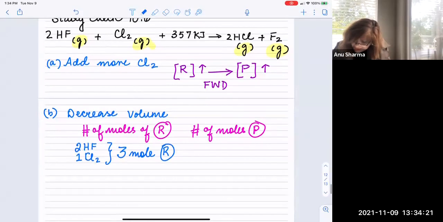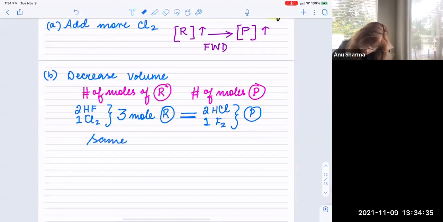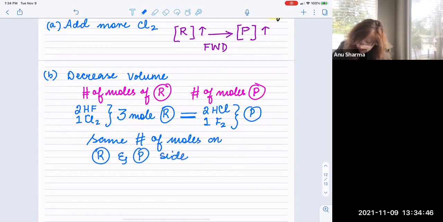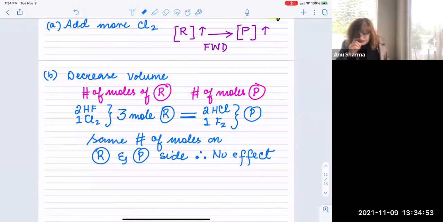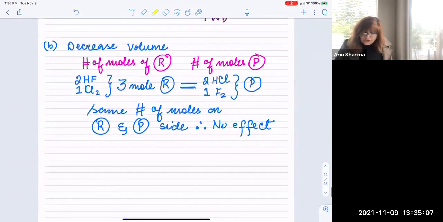Now let's look at the product side. So you have 2 moles coming from HCl and 1 mole coming from fluorine. So the number of moles is the same. Same number of moles on reactant and product side. Therefore, no effect. This is how you calculate the number of moles. Even though we do not write it here, this is still considered as 1 mole. So you calculate the total number of moles and then you move it. So with a decrease in volume, the system moves in the direction wherever there are fewer moles.